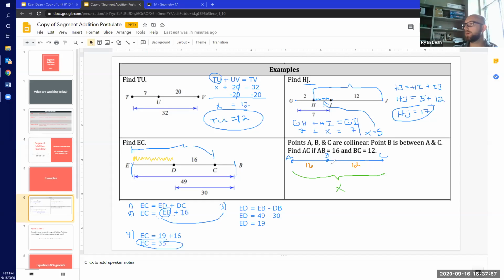And I plug them into their respective places. And we know that when we add 2 small segments together, we get the larger segment. So AB plus BC is equal to AC. Then I just plug my numbers in, which is 16 plus 12. I'm not going to replace X. There's no need to. 16 plus 12, 28.